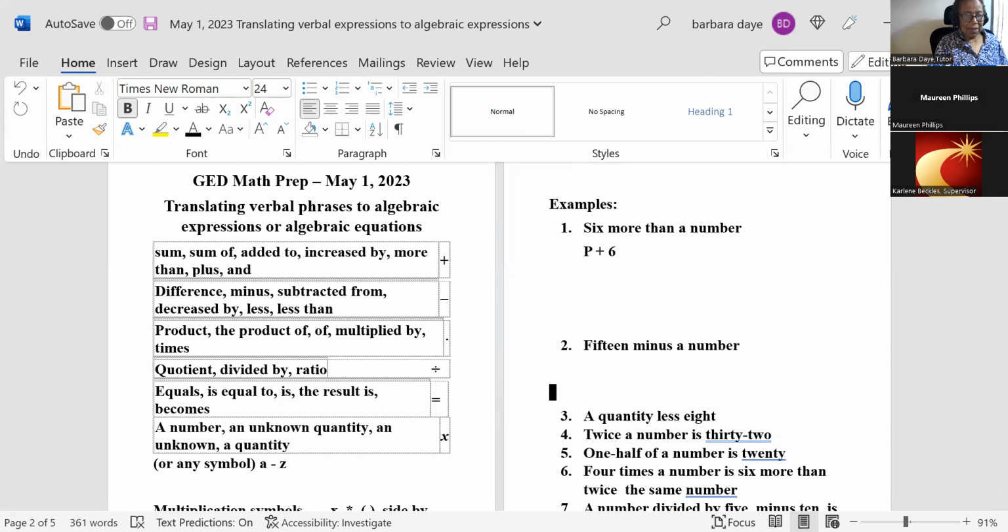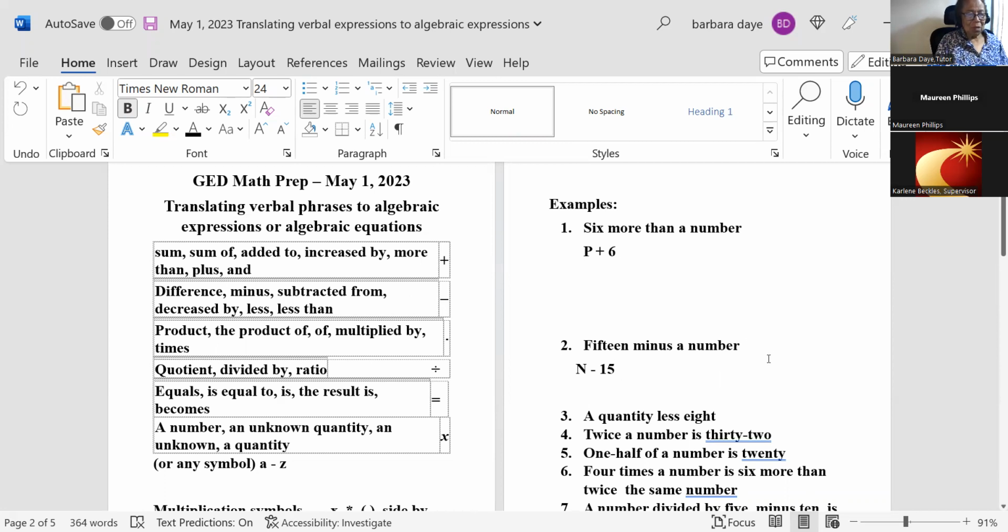15 minus a number. Okay, so I will put N minus 15. N for the number, minus 15. That means 15 subtracted from a number, and you're calling that number N. Very good. Minus means, back over here, subtract. It can be the other way around.